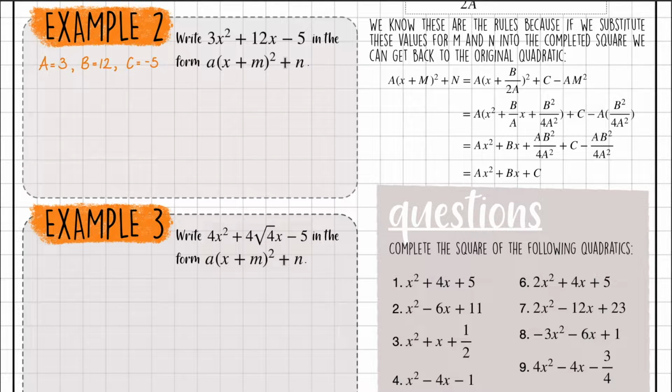We do this to find little a, M, and N. So here we go. Little a is equal to capital A, which is 3. M is equal to B over 2a. We know B is 12, and we know A is 3. Therefore, we get 12 divided by 2 times 3, which is 12 divided by 6, which is 2. So M is 2.